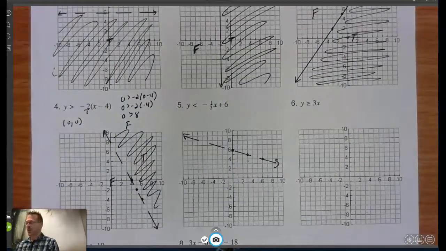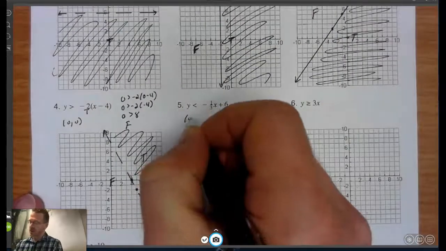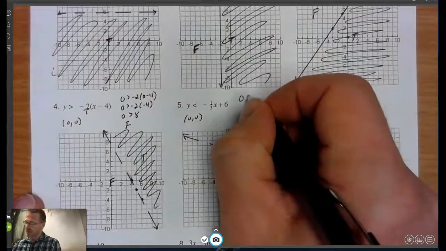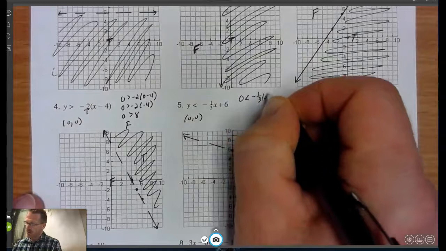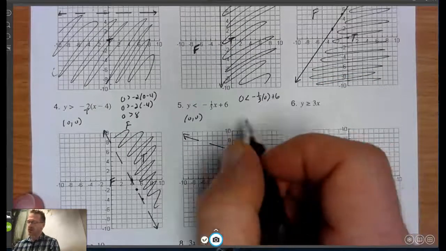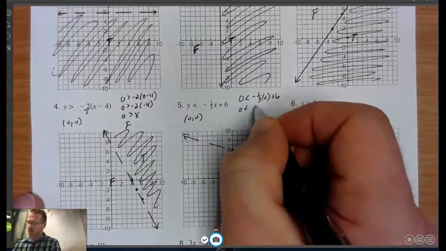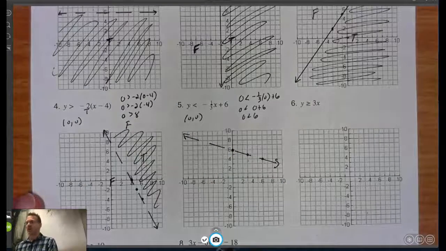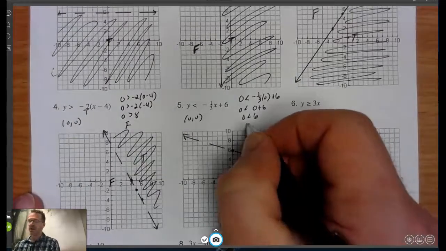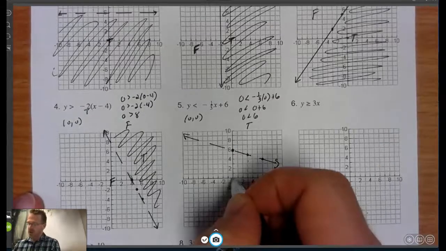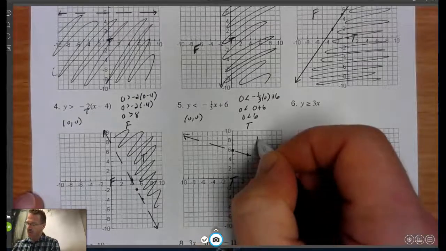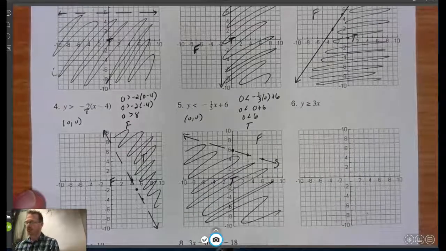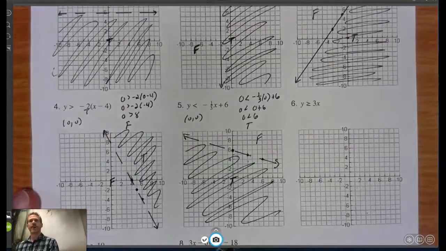Now once again, I'm just going to take 0, 0, plug it in, and see what that relationship gives me. So now 0 is less than negative 1/3 times 0, which is 0. 0 plus 6 is 6. So notice this time I get 0 is less than 6, which is a true statement. That means 0, 0 is on the true side. Everything else up here is false, so this would be the side I shade in.